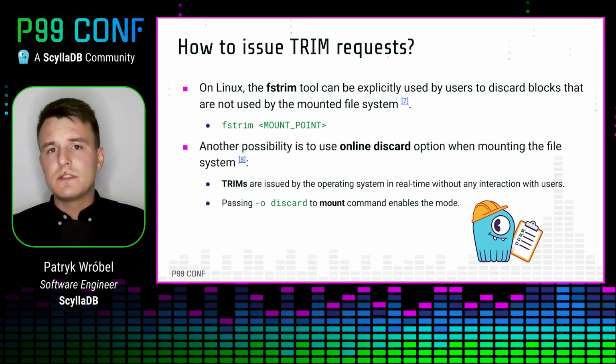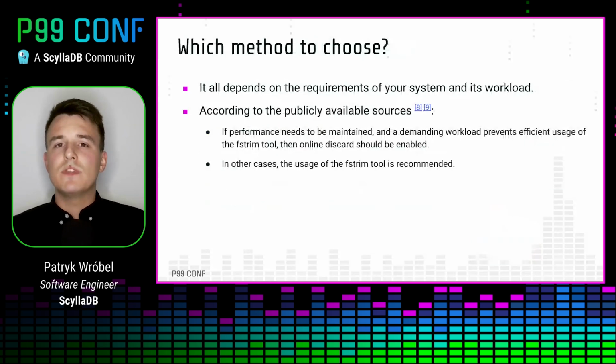So how to issue trim requests? Well, we have two standard means here. The first one is related to the fstrim tool that is available on Linux. The user may explicitly call it or schedule a periodic job, and fstrim allows issuing trim requests for a given mount point or a certain range within the mount point, because it also supports offset and length parameters. Another available means of issuing trim requests is related to the online discard mount option. When we mount a file system, we may pass the additional -o discard parameter that tells the operating system to issue trim requests in real time, without interaction with the user, right after the files are removed. So which method is better?